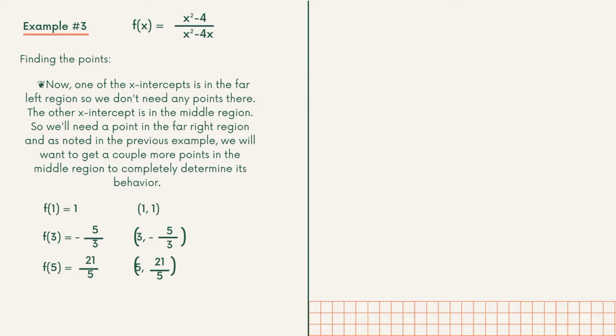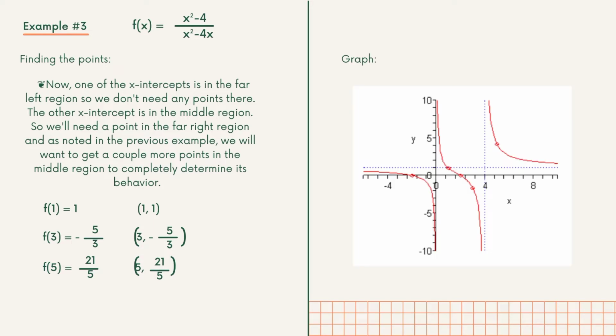Finding the points. Now, one of the x-intercepts is in the far left region, so we don't need any points there. The other x-intercept is in the middle region, so we'll need a point in the far right region, and as noted in the previous example, we will want to get a couple more points in the middle region to completely determine its behavior.